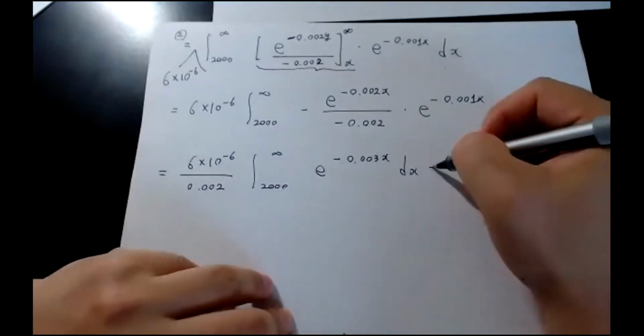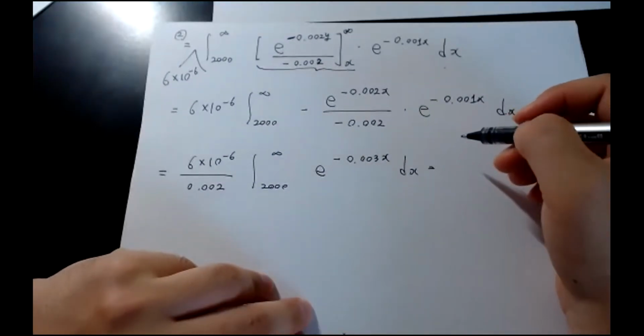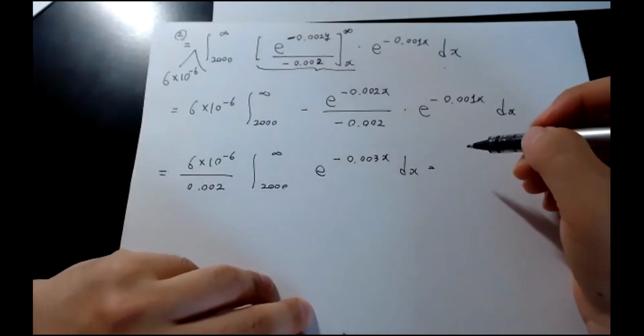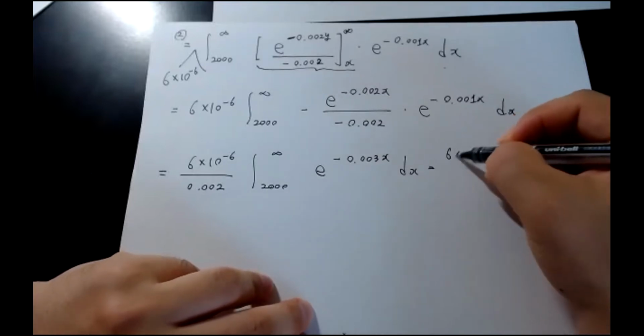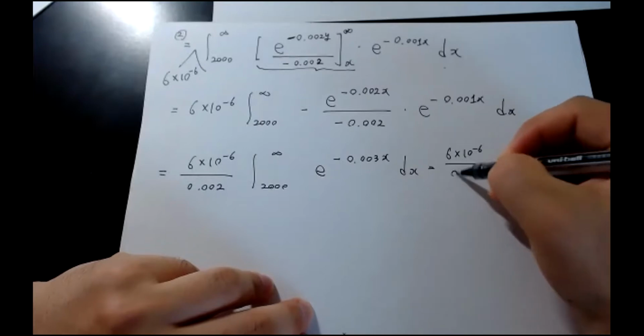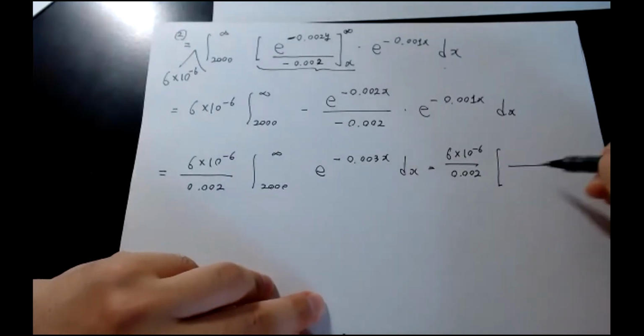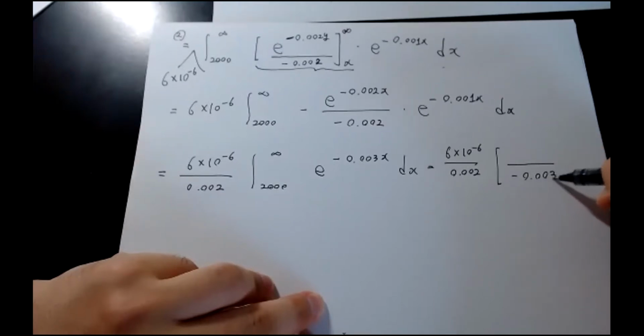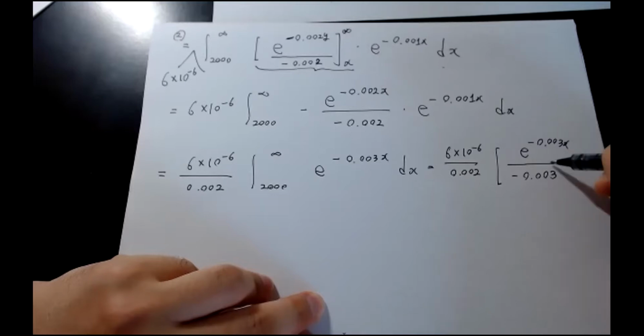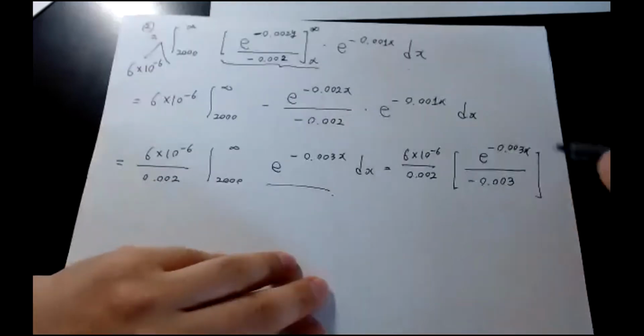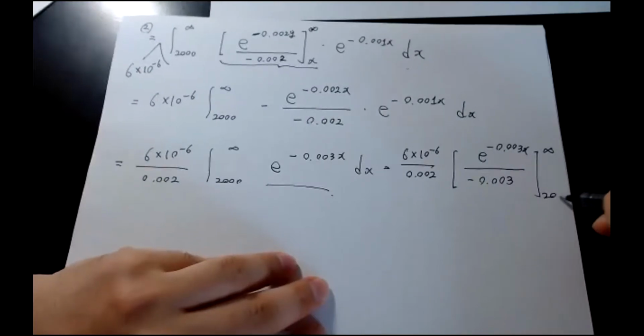So that is equal to what? 6 times 10 to the negative 6 over 0.002, and then minus 0.003, and then e to the minus 0.003x over minus 0.003. That's the entire derivative of that integral, right? Okay, and then infinity to 2000.